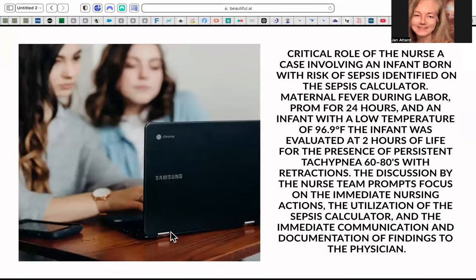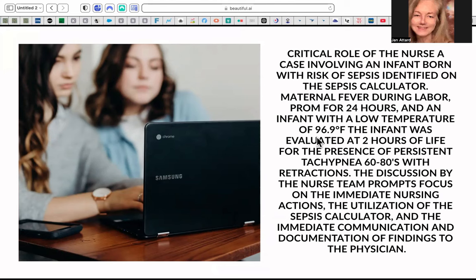So the critical role of each and every dynamic team of nurses includes identification of sepsis on the sepsis calculator: maternal fever, prolonged rupture, and an infant with a low temperature. It says here prolonged rupture for 24 hours, but it's anything greater than 18. So, okay, here we are. This case involves a maternal fever, prolonged rupture of 24 hours, and an infant with a low temperature of 96.9.